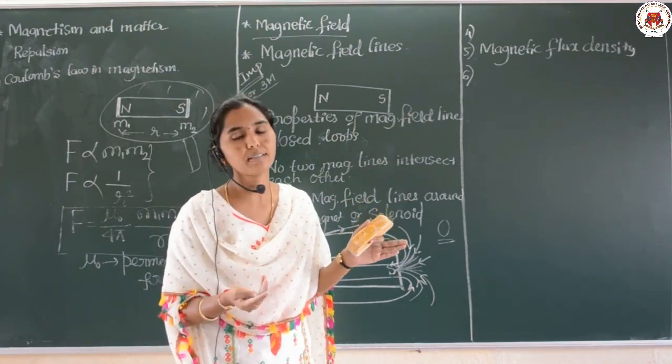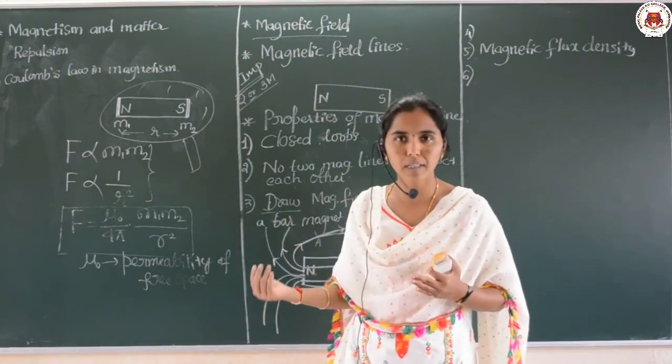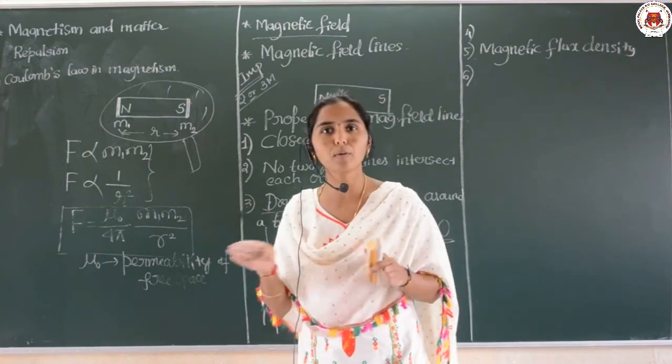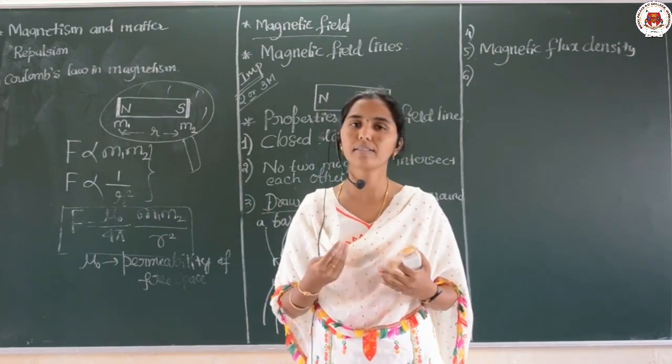Yes? So these are the main properties of the magnetic field lines, and we also talked about the bar magnet, right? And the remaining points we will see in the next class.